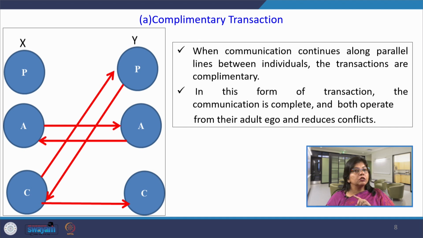So, that means both individuals are working from their adult ego state in that particular situation, right. Or it can be C to C, where two little girls are playing with each other and ultimately they are operating with their child ego states. So, this is about complementary transaction: whenever two people are operating with adult ego states, the transaction will be complementary, because they are working with their adult ego state, right.